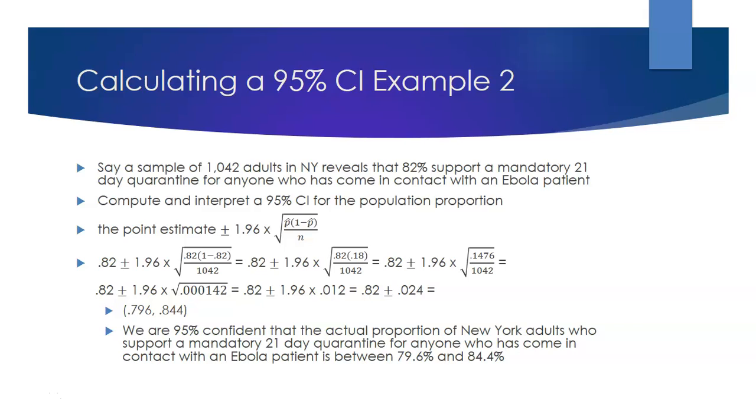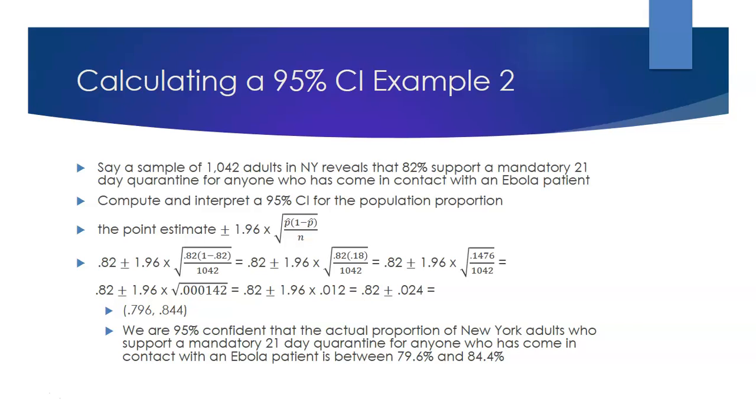In this case, we have a sample of 1,042 adults in New York. That particular sample, some kind of survey, reveals that 82% of that sample supports a mandatory 21-day quarantine for anyone who's come in contact with Ebola. This, I believe, is a real survey. This information's from your book. I believe it was conducted between October 26th and 28th in 2014.